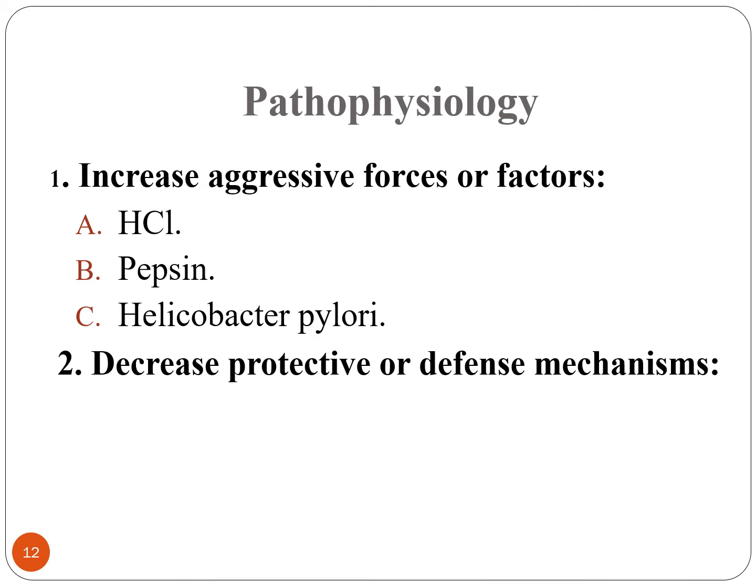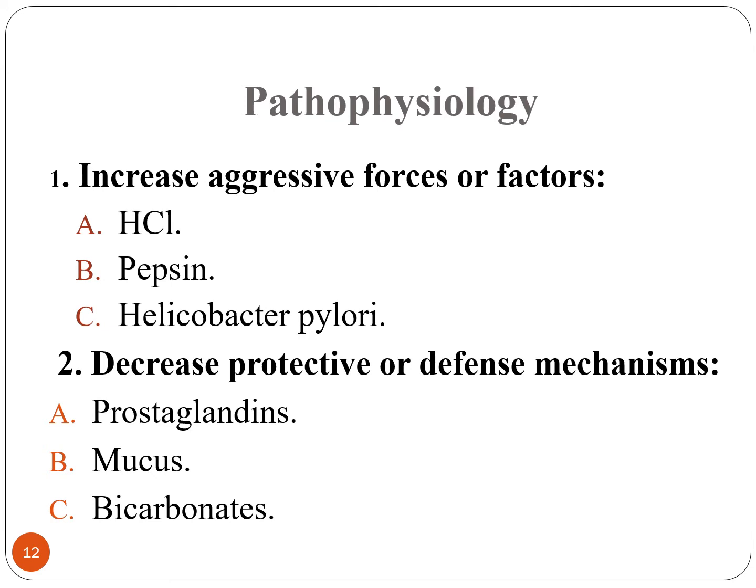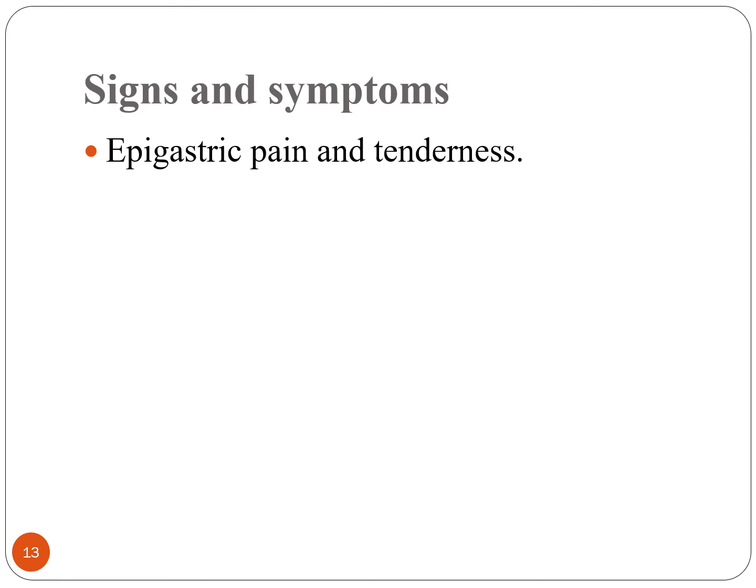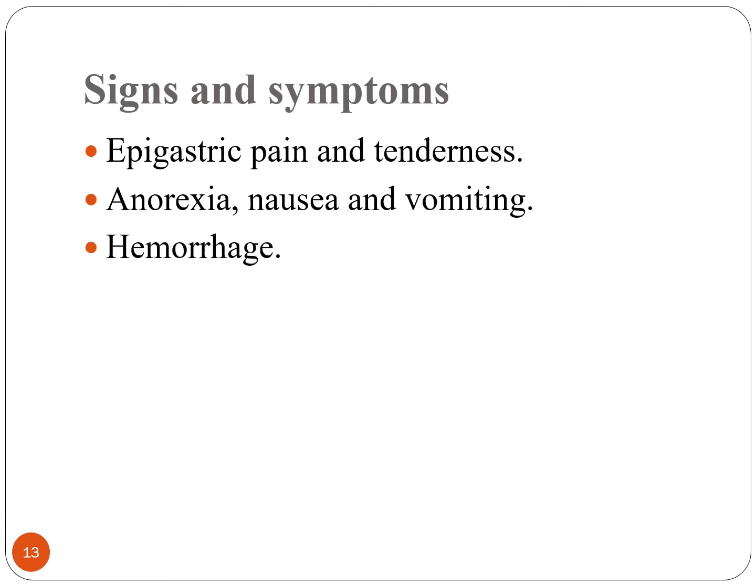or due to a decrease in the protective or defensive mechanisms, which are the prostaglandins, as we mentioned, the mucus, and the bicarbonate. These are the three protective mechanisms through which the gastric wall protects itself against these aggressive forces. The signs and symptoms of peptic ulcer include epigastric pain and tenderness, also anorexia, nausea and vomiting. Also hemorrhage can occur due to the ulceration.